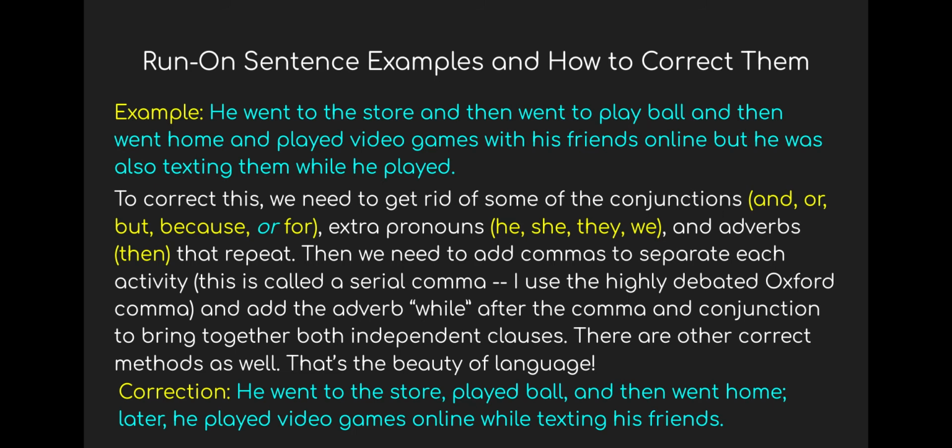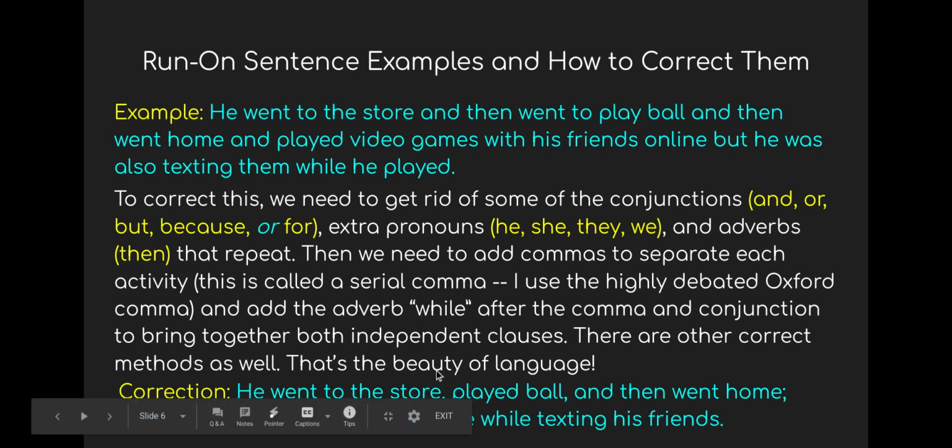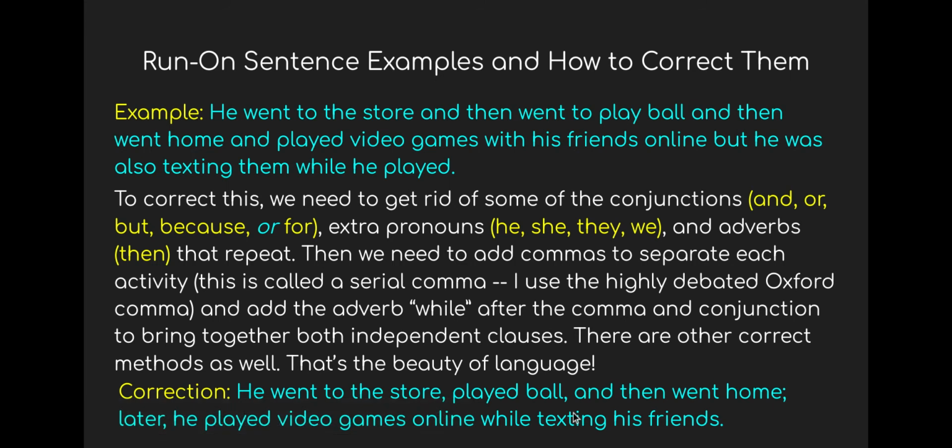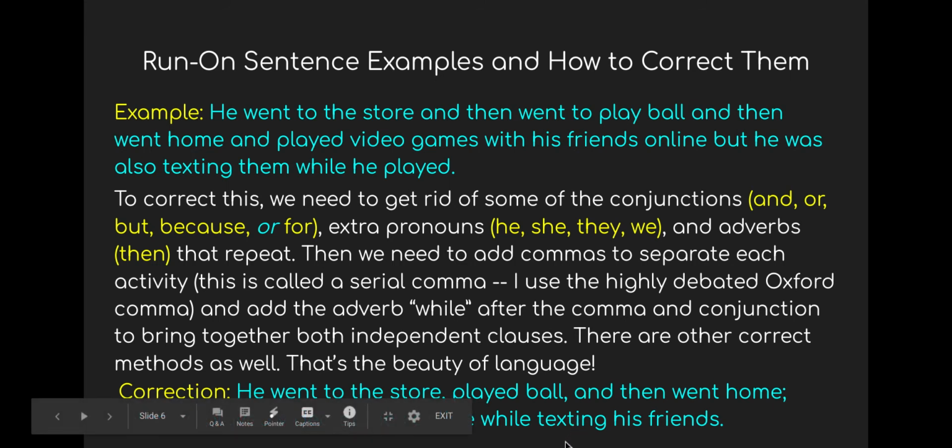So let me just talk about the few things I said above. He went to the store, comma, played ball, comma, and then went home. This is the serial comma. Okay, so went to the store was the first item in the list, comma, that's your first comma in your serial comma. Played ball, comma. This is considered your Oxford comma. So you have commas that separate items in a list, and the one right before the conjunction is the Oxford comma. Some people leave that comma out.